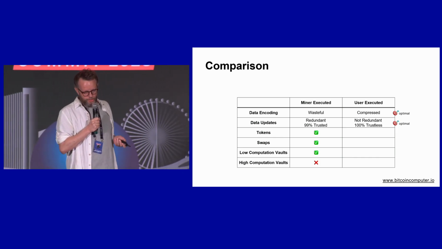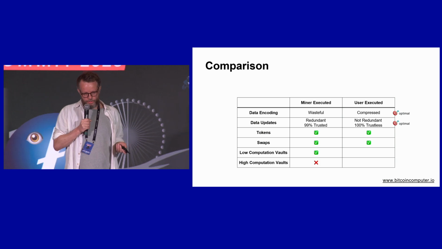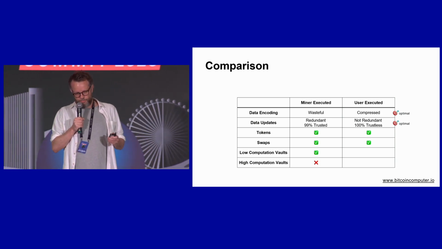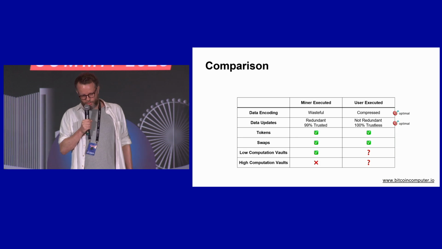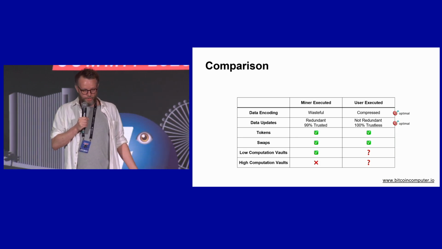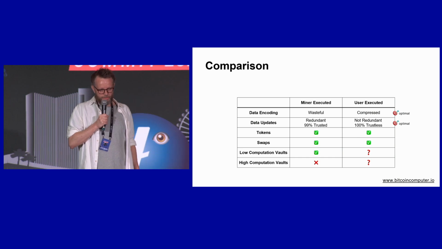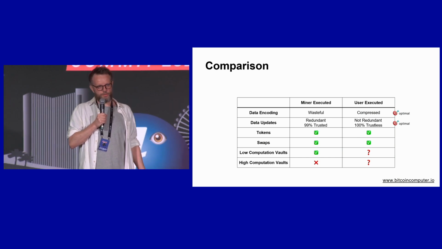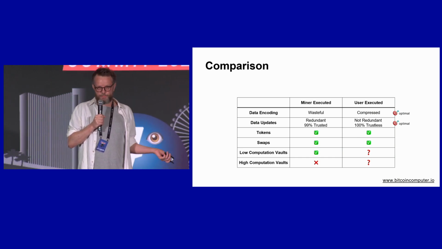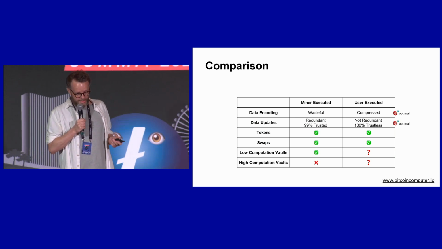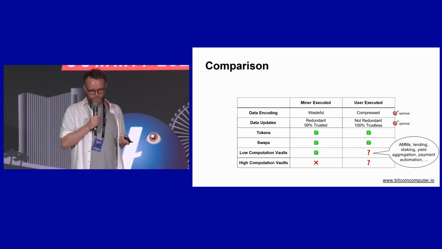In the user-executed world, I've shown you examples of both tokens and swaps, both very easy to do. The reason user-executed smart contracts have not seen much use is that people generally assume vaults are impossible to do in user-executed smart contracts. If you had asked me a couple of months ago, I would also have thought that user-executed smart contracts cannot do vaults. It's a bit of a bummer, it's sad.